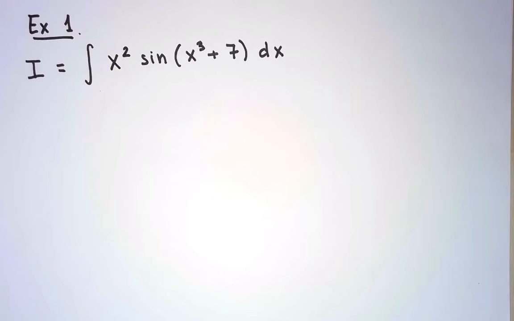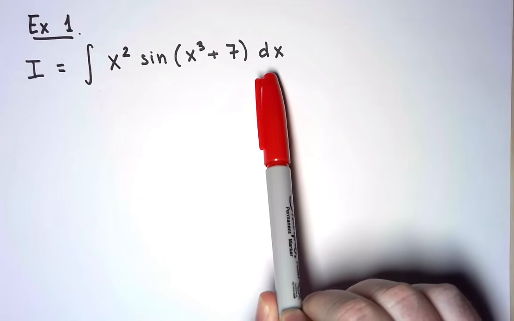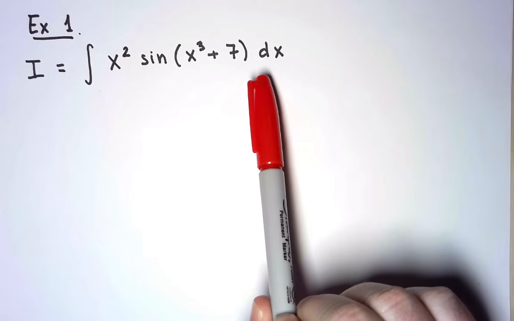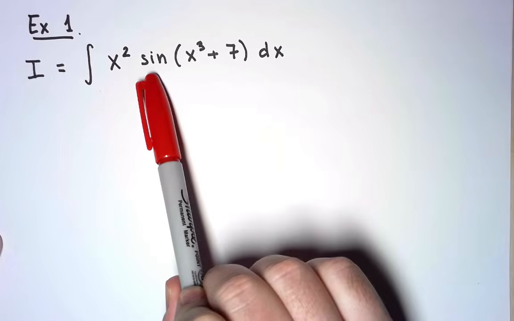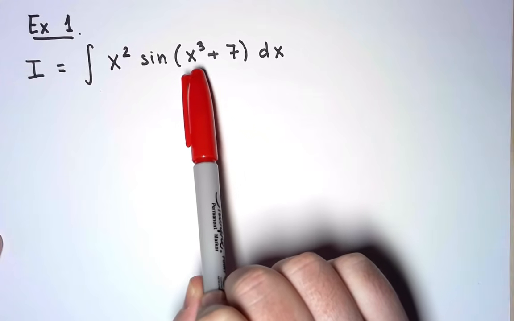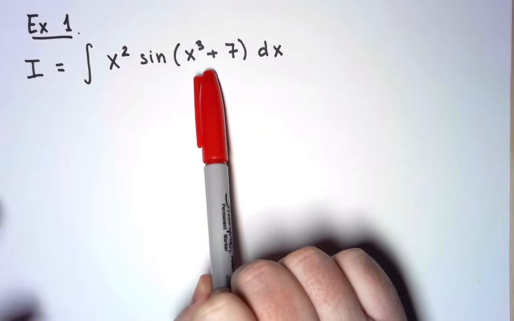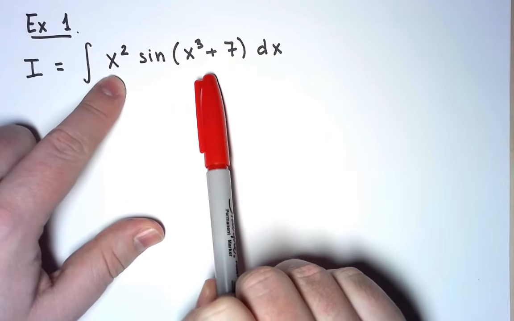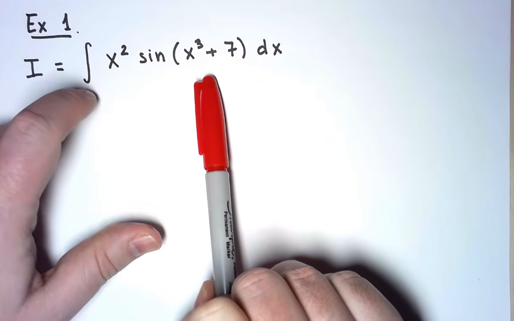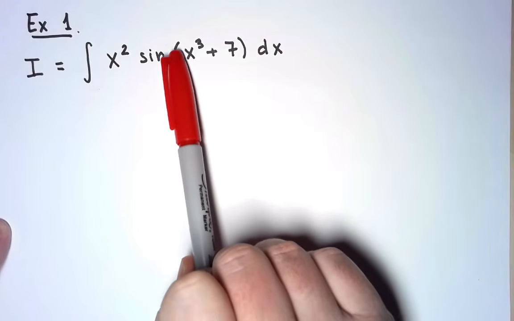For my first example, I want to calculate the antiderivatives of x squared sine of x cubed plus 7 with respect to x. The difficulty in this case is the argument of sine is x cubed plus 7, that makes it complicated. But conveniently, the derivative of x cubed plus 7 is basically x squared, up to a multiplying constant. This suggests trying the substitution u equals x cubed plus 7.